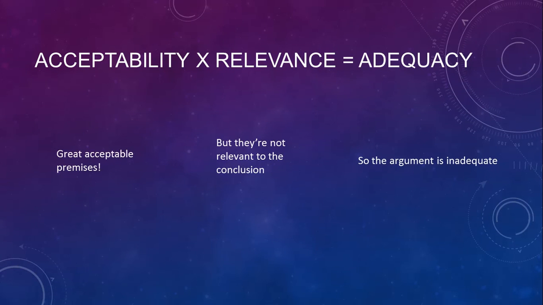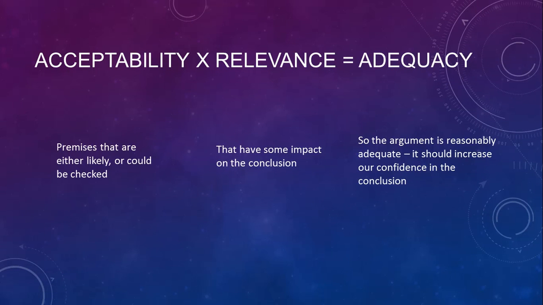Right, so if you've got great premises, but they're not relevant, then the argument is inadequate, right? You get a whole bunch of really great true premises that have nothing to do with the conclusion, then it's an inadequate argument. Similarly, if you have a bunch of obviously false premises that would be relevant if they were true, it's also an inadequate argument. The standard scenario is where premises that are either likely or you could check them to be true or false have some impact on the conclusion, so the argument is somewhat adequate, right? Somewhere in between the extremes. And that's almost all arguments, almost all the time.